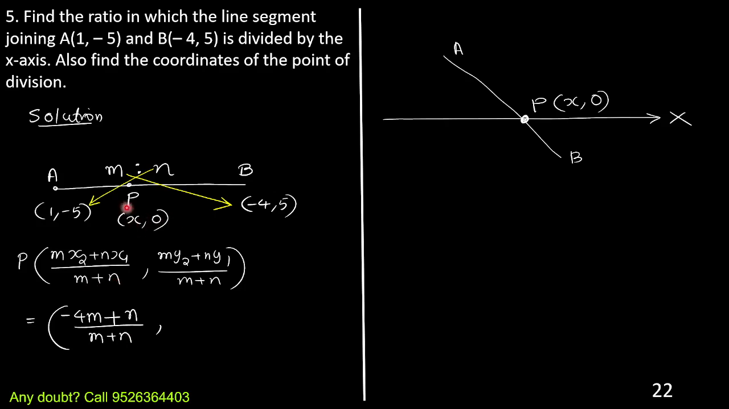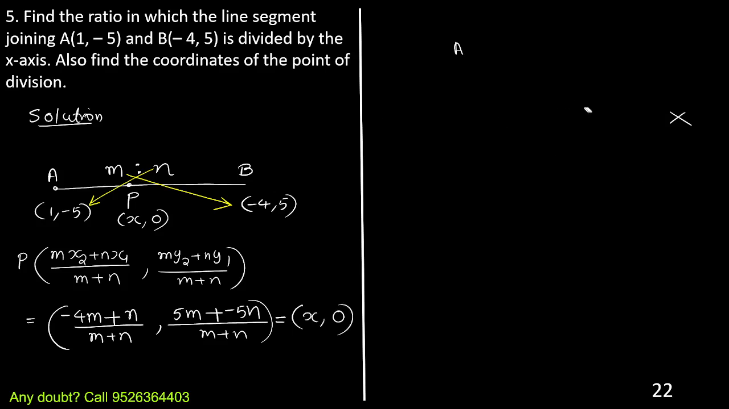Comma. The same way, multiply with the y coordinate along the arrow. m into 5, 5m, plus n into minus 5, minus 5n, by m plus n. This is the coordinates of P. We know that the coordinates of P are (x, 0). x I have no idea, but the y coordinate is 0. Is that okay? Clear?